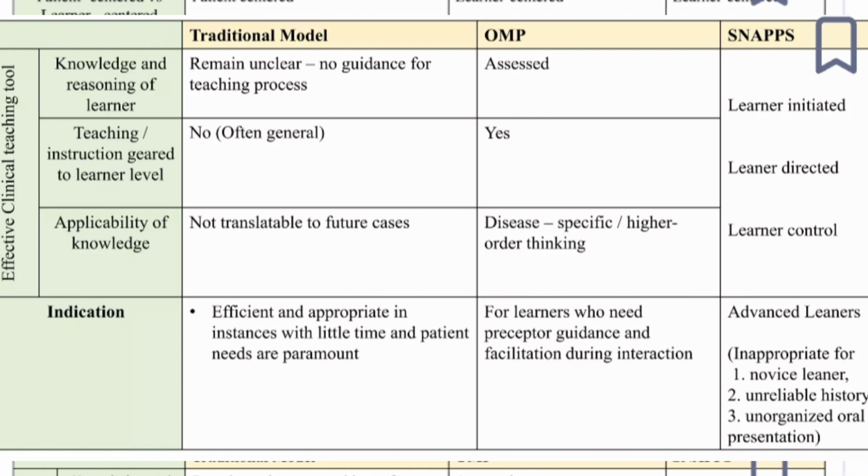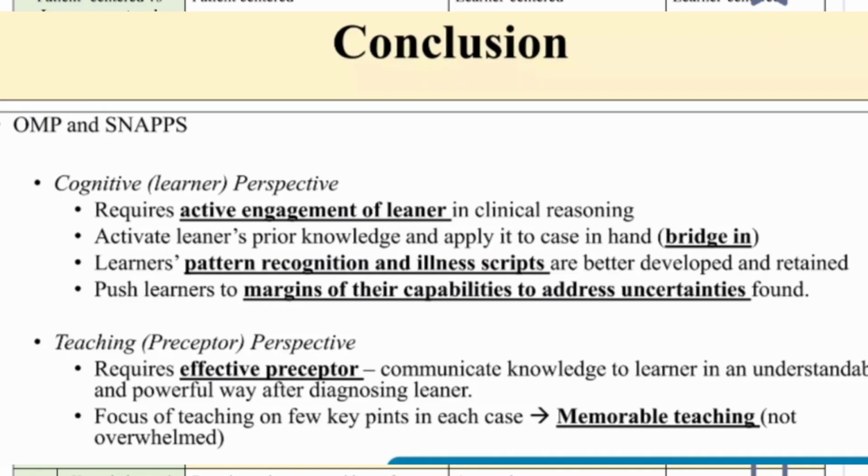OMP and SNAPPS, cognitive learner perspective: require active engagement of learner in clinical reasoning, activate learners' prior knowledge and apply it to the case in hand, that is bridging, learners' pattern recognition and illness scripts are better developed and retained, push learners to the margins of their capabilities to address uncertainties found.